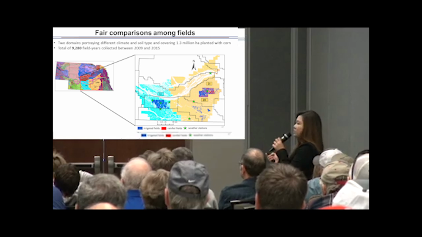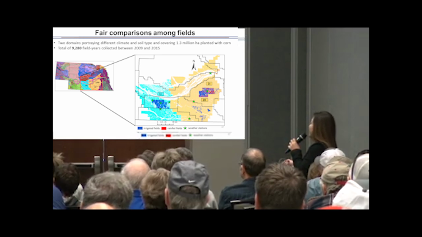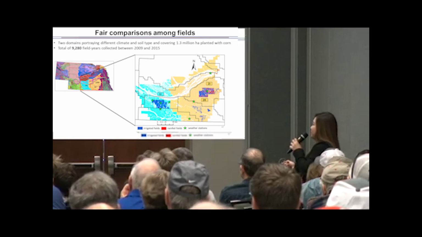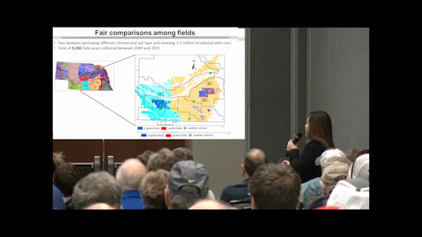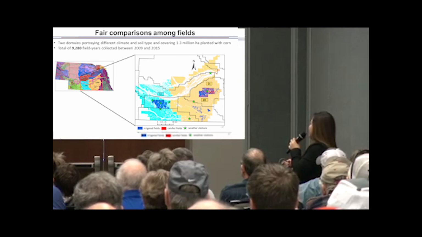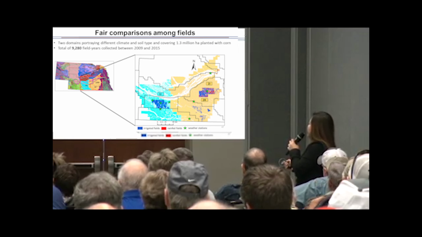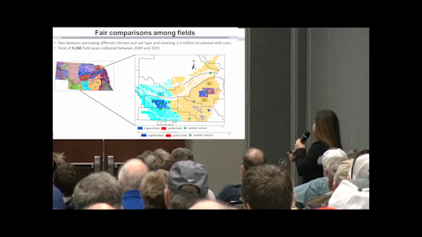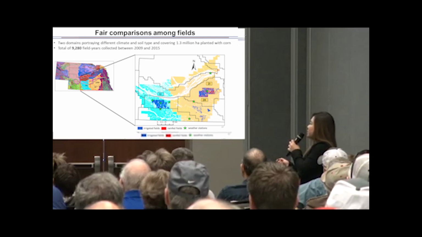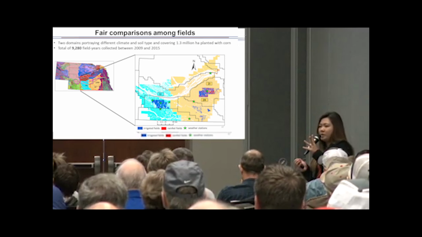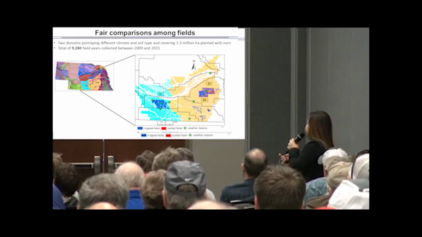When I zoom in on those two climate soil domains, you can see the location of each of those irrigated fields, shown in blue, and also the rainfed fields, shown in red. This first climate soil domain only has irrigated fields, so I call it 1I. I stands for irrigated, while the second climate soil domain has both irrigated and rainfed, hence the 2I and 2R. And all in all, for this analysis, I've used around 9,300 field years that were collected between 2009 to 2015.